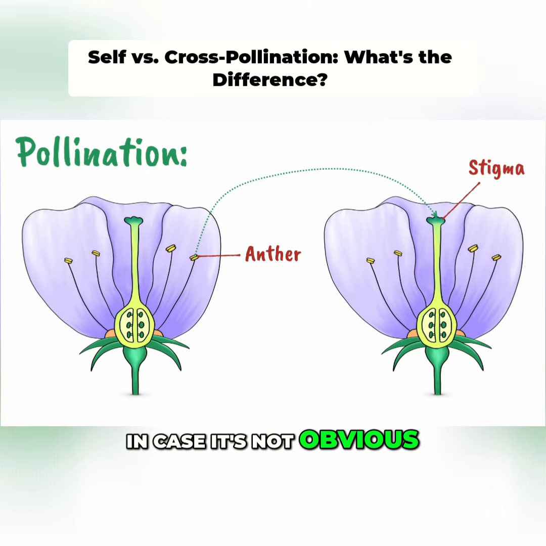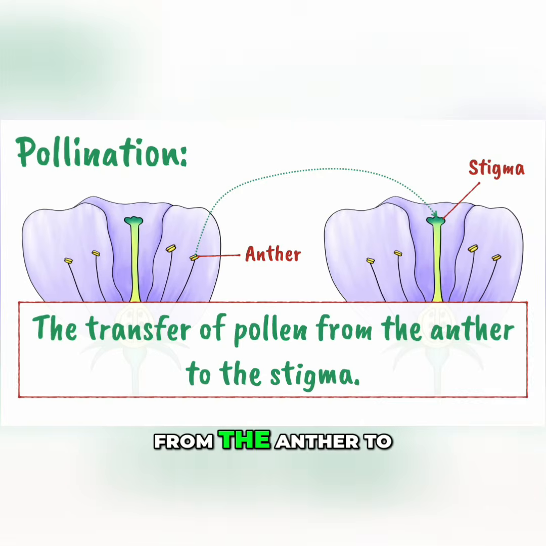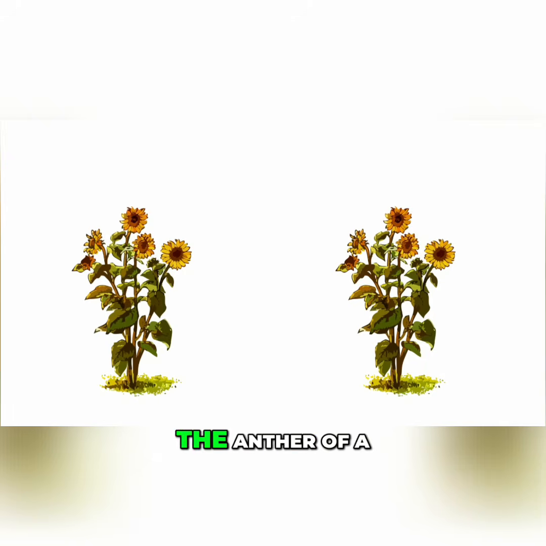In case it's not obvious, the definition for pollination is simply the transfer of pollen from the anther to the stigma. It can occur from the anther of a flower to the stigma of the same flower, or to a stigma of a different flower on the same plant, or to the stigma of a flower on a different plant.